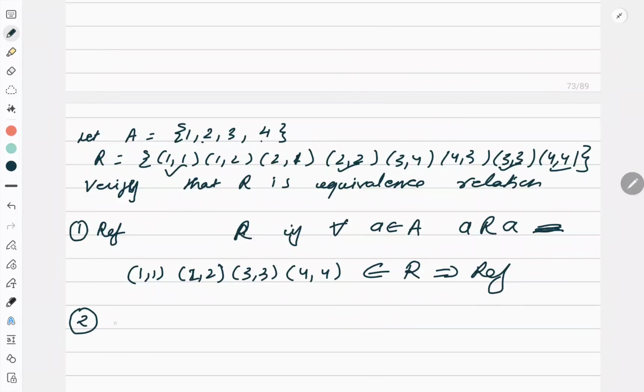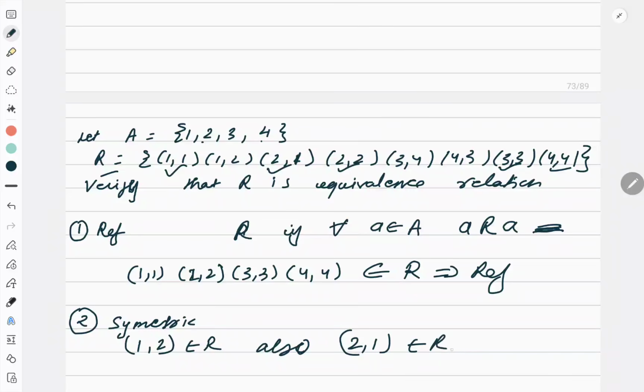Now the second one I should prove is symmetric. For symmetric, what you should do is pick up every element of R and explain. Now if I check (1,1), for (1,1) to (1,1) is already there, so no issues. Now (1,2) belongs to R, so you should also check whether (2,1) is there. Yes, (2,1) is there. (2,1) belongs to R. So, okay, no issues.